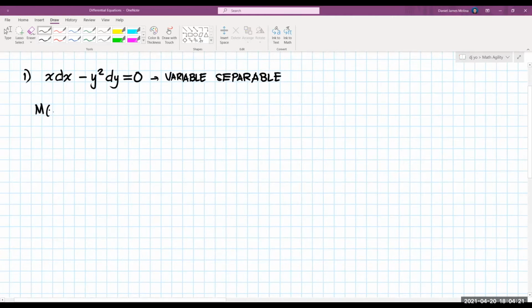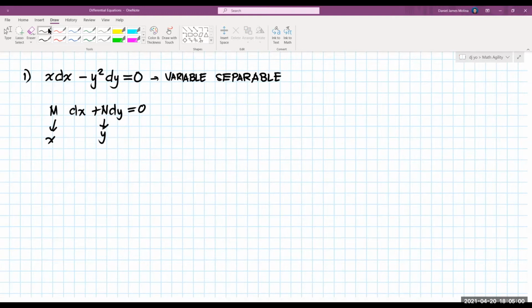Okay. So a variable separable differential equation can be rewritten in the form of, we have here a function M in x and y. So M dx plus N dy is equal to 0, where M here is a function of x and N is a function of y only. Okay, so if you can write the equation into this form, then it is considered as a variable separable differential equation. So this is actually one of the easiest types of differential equations to solve.